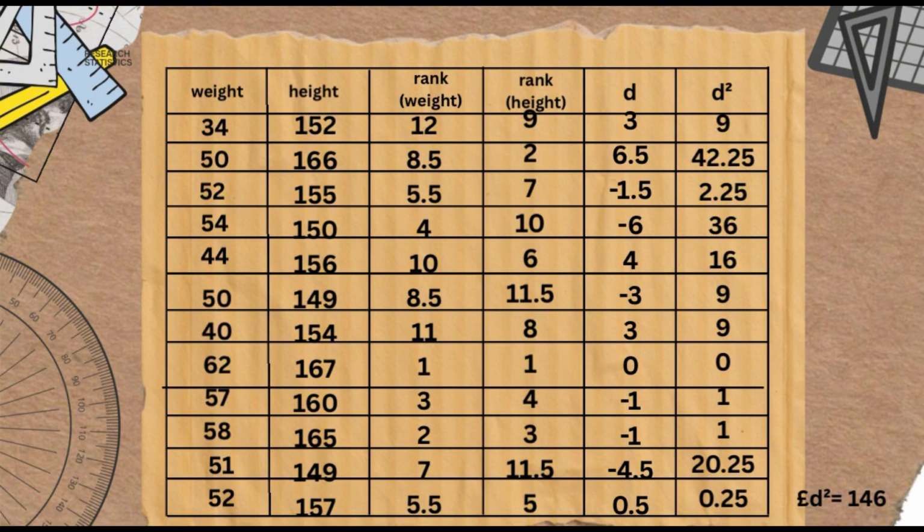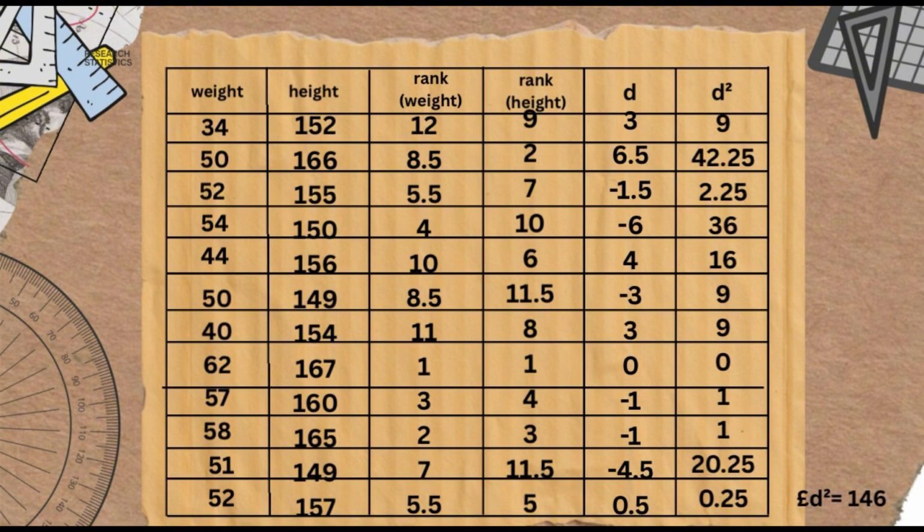How will we get D, number 3? Let's say 12 minus 9 equals 3. Just subtract the rank height from the rank weight. 12 minus 9 equals 3. 8.5 minus 2 is 6.5. 5.5 minus 7 is negative 1.5. So why is it negative 1.5? It's very common because 5.5 is lower than 7. So it's negative 1.5, and so on.